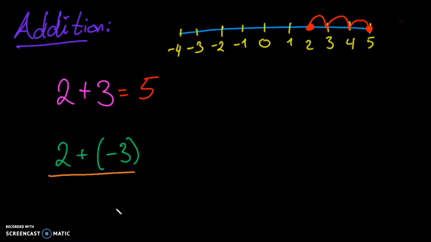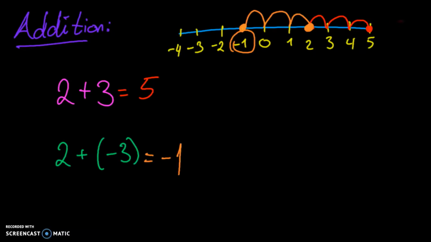What about 2 plus negative 3? So again, we start at the 2. Now we have negative 3. Whenever we have negative, we go to the left. 3 units to the left. 1, 2, 3. We reach negative 1. So 2 plus negative 3 is negative 1.